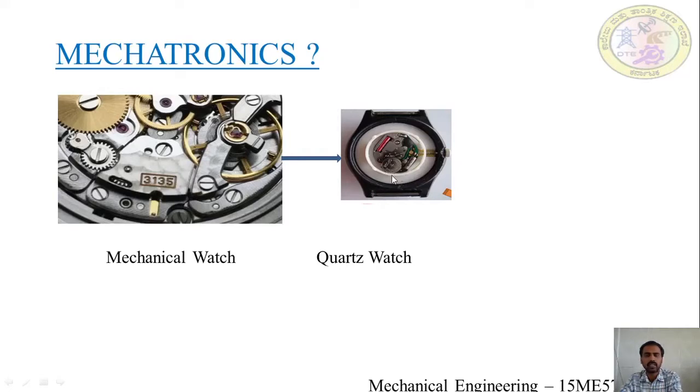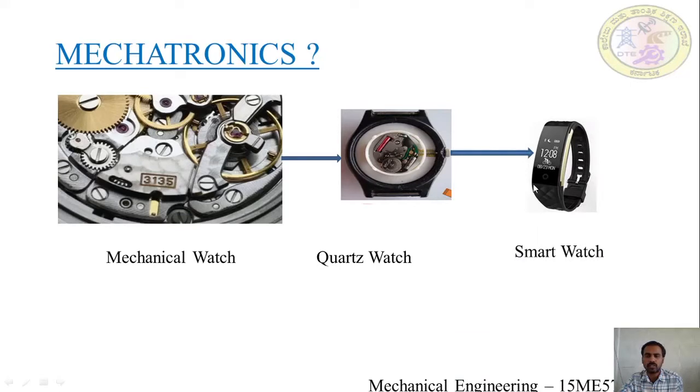And then you can see the third generation watches, which some of us are using nowadays, that is the smartwatch, which not only shows the time but has internet connectivity, Bluetooth connectivity, GPS connectivity, and also an activity tracker. So this is the advance of the manufacturing system by using mechatronics.